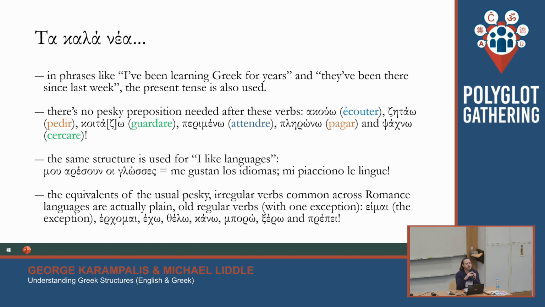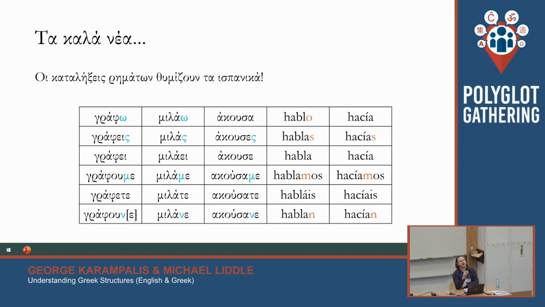And then the modal verbs in Romance languages tend to be really irregular and they're a pain in the ass. But in Greek, they're just regular verbs. So you just have to learn one set of endings and you're done. So these are είμαι, that's the one exception really, because it is and they are is the regular part. Then we have έρχομαι, έχω, θέλω, κάνω, μπορώ, ξέρω, πρέπει. Do we know all of those? Yeah? Awesome.